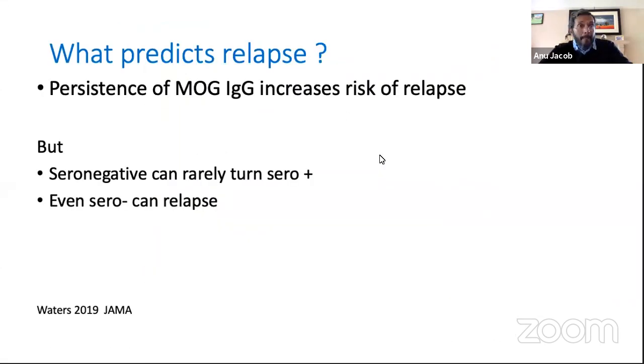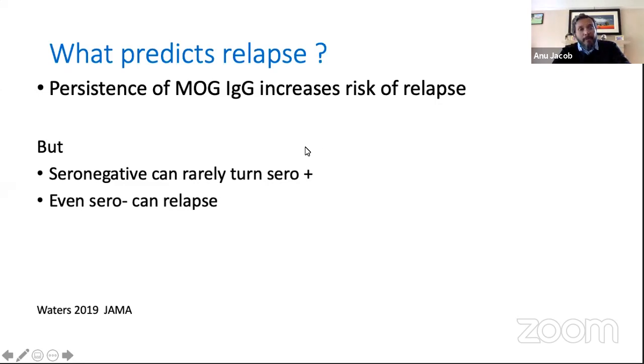So if they do relapse, what predicts the relapse? What markers are there that predict relapse? The persistence of MOG antibody seems to increase the risk of relapse, which again makes biological sense, but it's not always so. And that's when it becomes a bit more tricky.